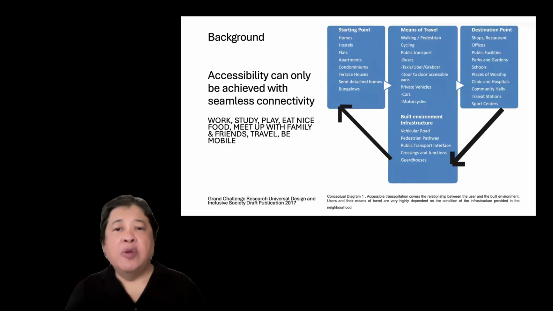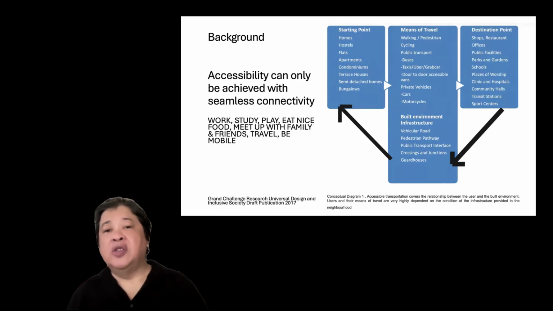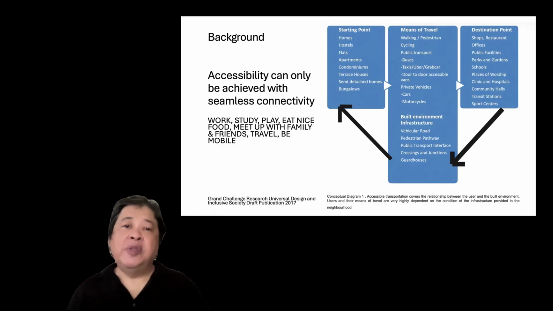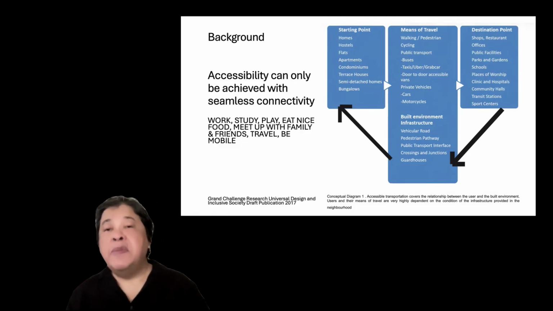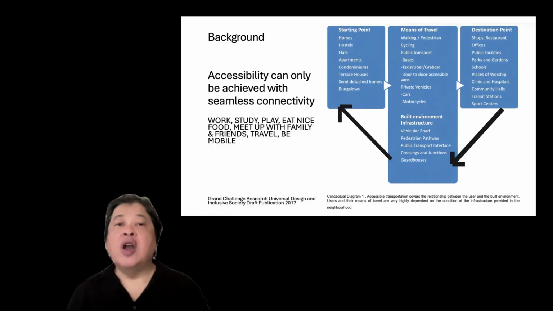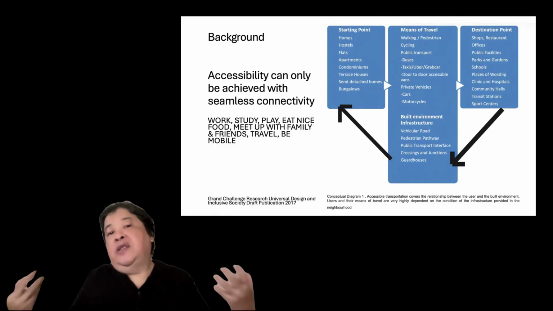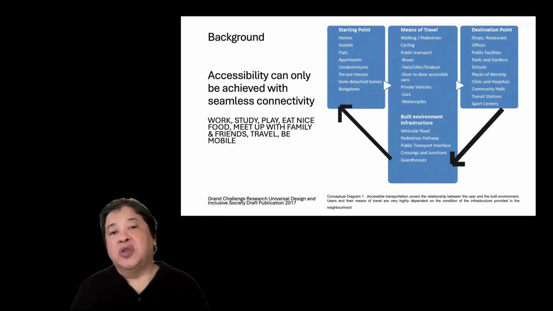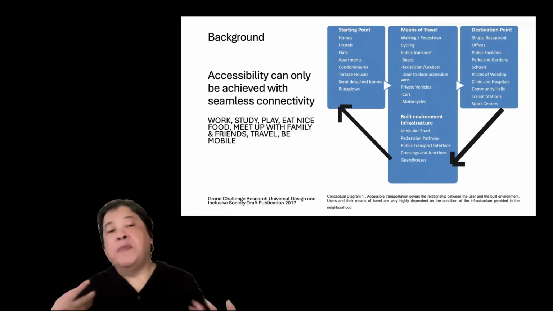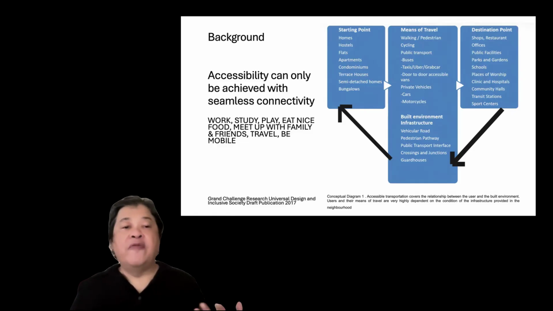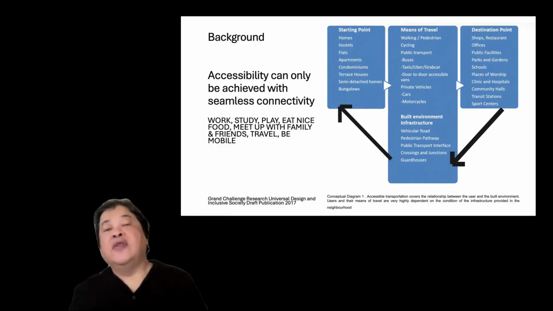Now, when we look at the whole background of what it is all about, accessibility can only be achieved with seamless connectivity, with no barriers from the point where you start to your destination. Between the starting point and the destination, there is the means of travel that you need. You come from homes, hostels, flats, apartments, terrace houses, and so on, and you want to work, study, play, eat nice food, meet up with friends and families, and travel and be mobile.